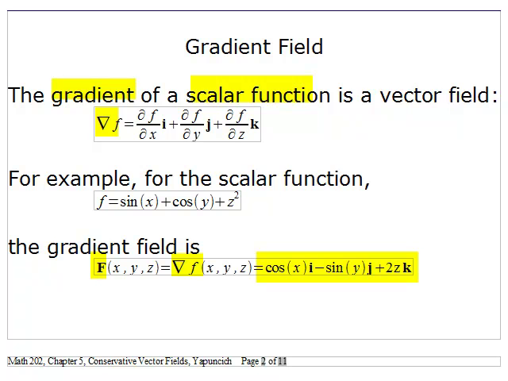Using our notation for this chapter, capital F boldface means a vector function that is a vector field, and that's what I have. Once I've taken the gradient, I could call it the gradient field also.